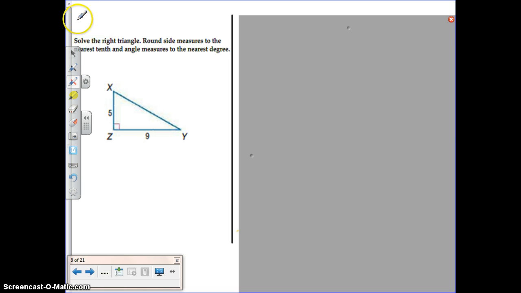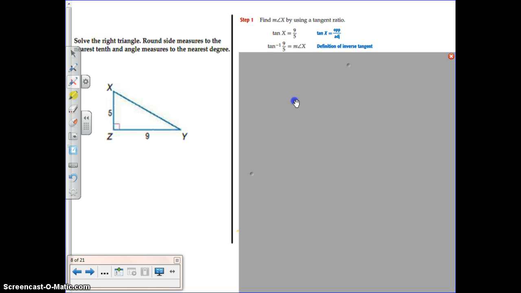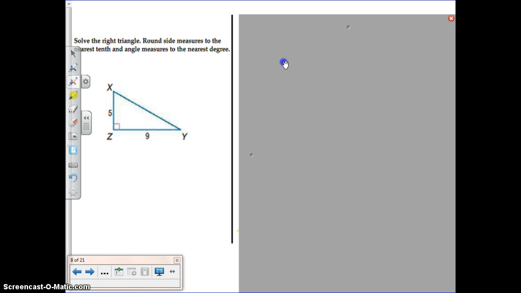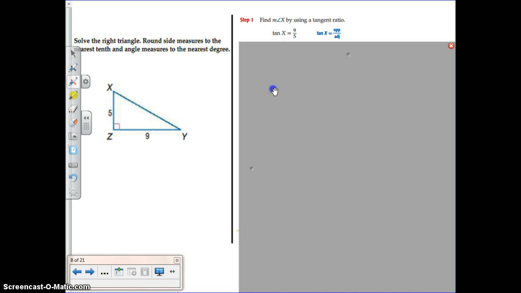Okay, so this is the final one, so hang with me here, and we're getting a little long. It says solve the right triangle. So when it says solve, it wants to know every degree angle and every side measure. So we have two sides, so we know we could find the third side by using the Pythagorean theorem. But first, we're going to find the measure of angle x by looking at the tangent ratio.